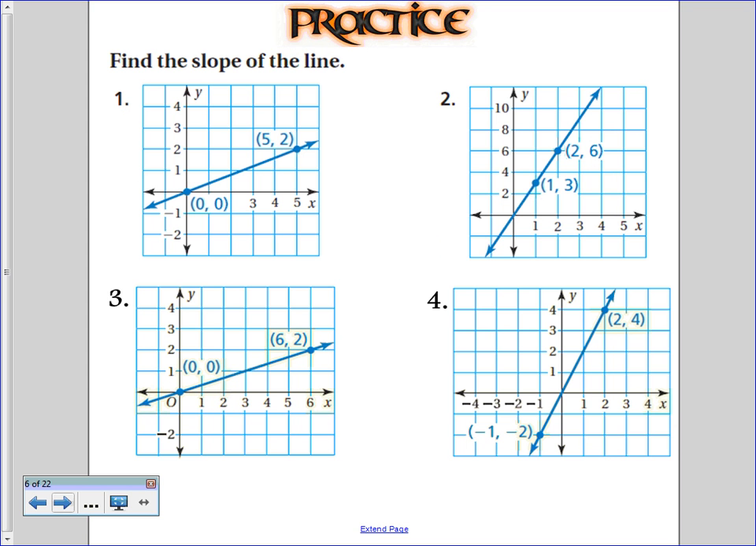No mixed numbers, just fractions and whole numbers for slope. So now we want you to try it. Here's 4 problems that we want you to do and bring to class tomorrow. Figure out the rise over run, the slope for each one, and bring your answers to class tomorrow.